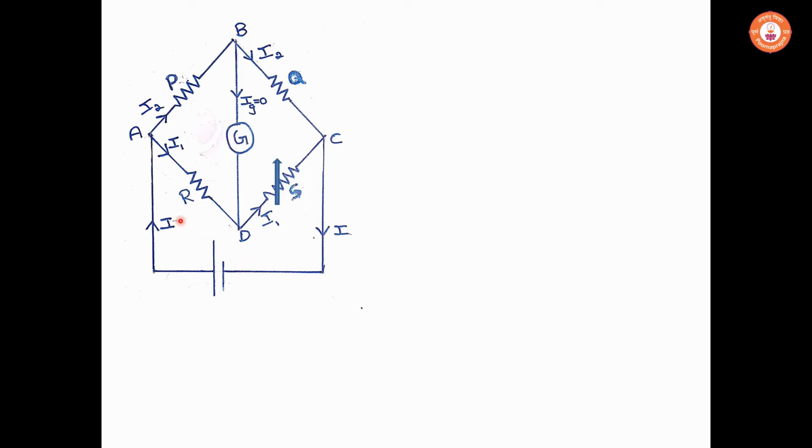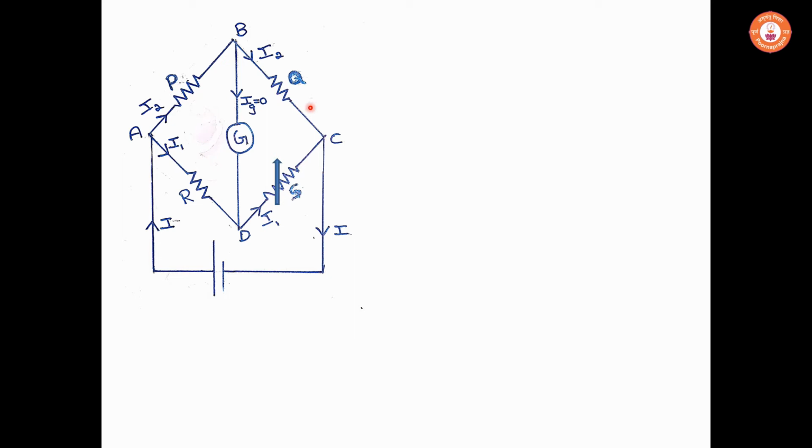and this is the battery which is connected to this network, and I is the current which splits as I1 and I2 at this node A. Now we have to adjust this variable resistor S such that this galvanometer should show null deflection, which means no current through the galvanometer. At this point we can say that the bridge is balanced.